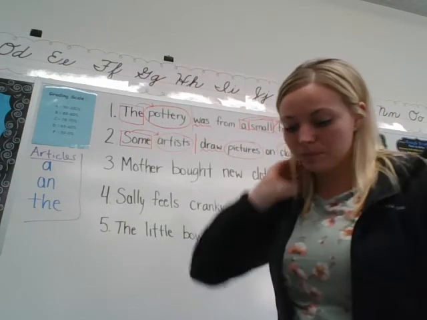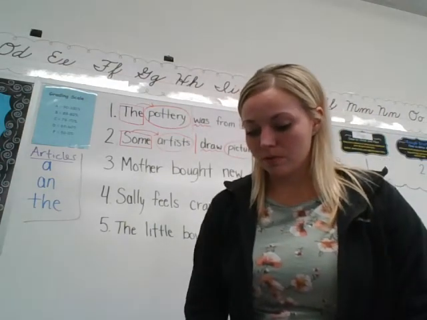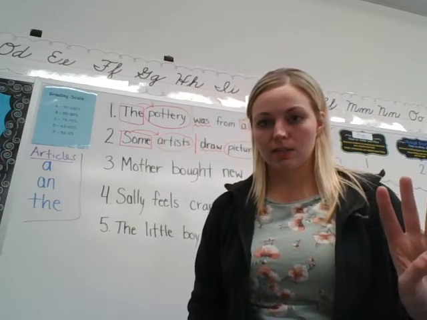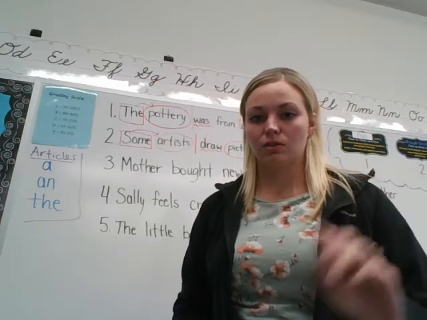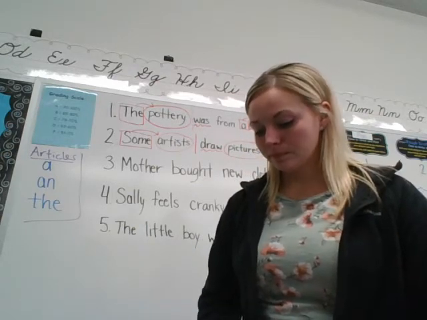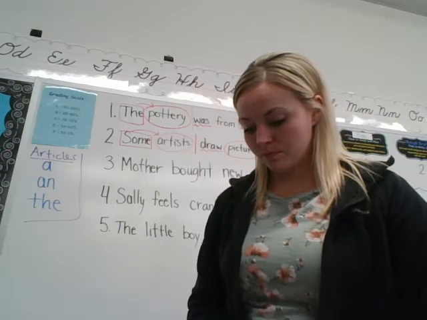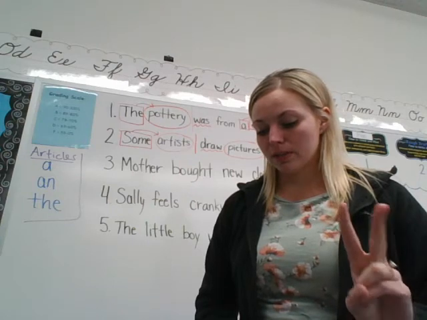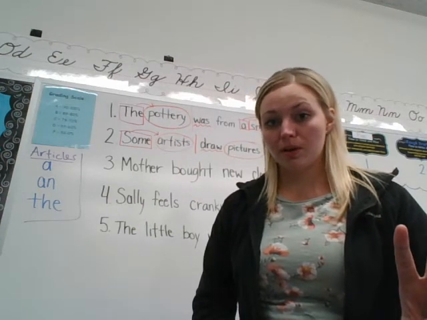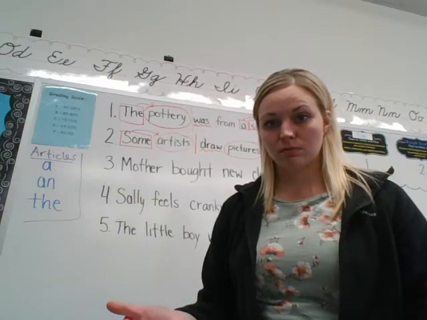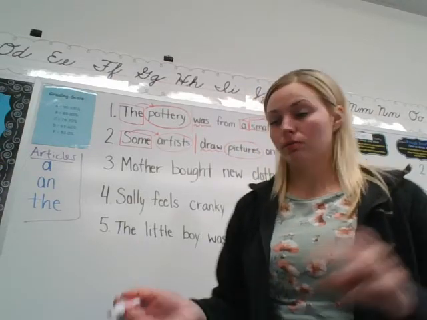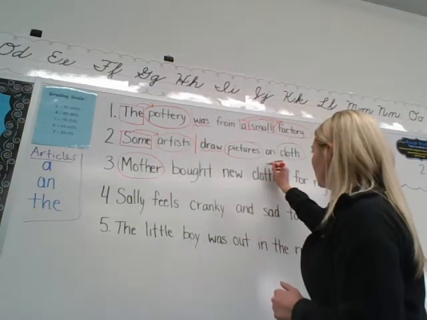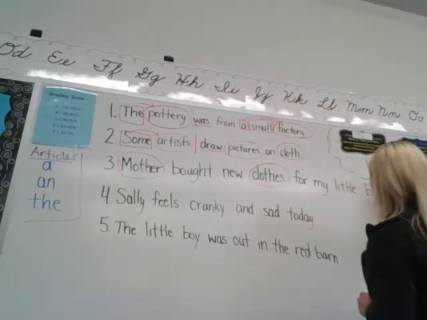Okay, so number 3, mother bought new clothes for my little brother. There are 3 nouns in this sentence also. Go ahead and find your 3 nouns and circle them. Pause me if you need to. So you should have found the words mother, clothes, and brother, because mother and brother are both people and clothes are things. So those are the 3 nouns you should have circled.